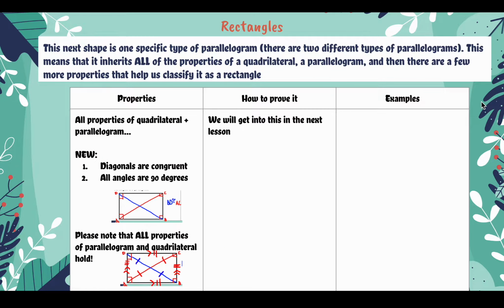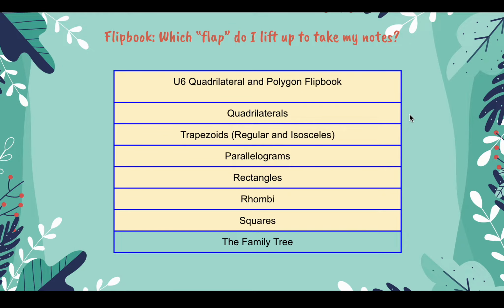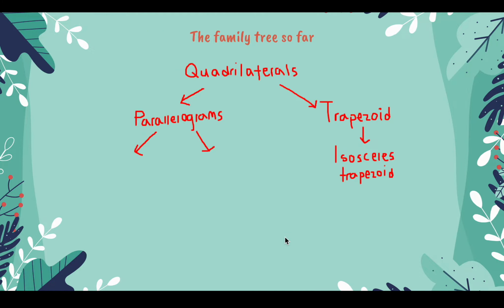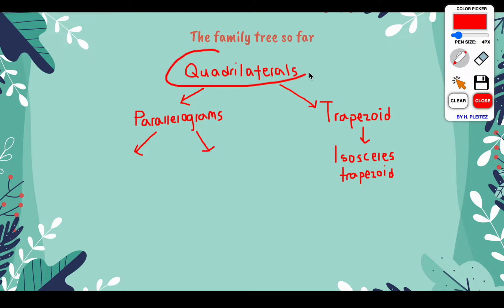All right, awesome. Now in this next slide, we're going to go to the family tree tab, because again, we're adding on to our family tree, so make sure you're lifting up every tab. You're lifting up the squares tab, and you should be writing on the family tree. So far, we have quadrilaterals at the very top of our family tree. Now, the branch that we're going, so we just did that parallelograms were one type of quadrilateral, right? Now we're breaking down parallelograms. So right here, we can put rectangle.